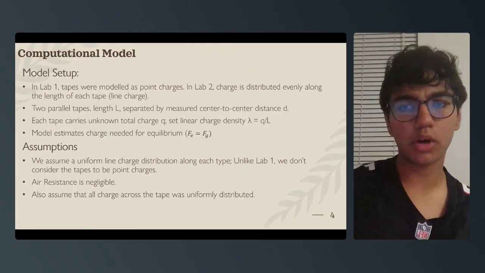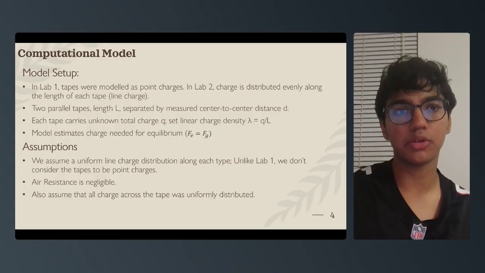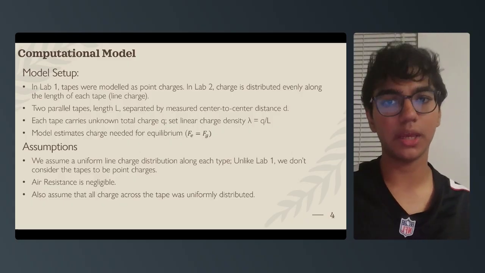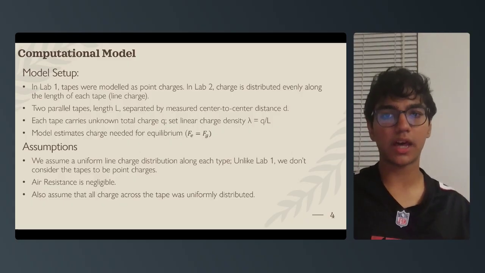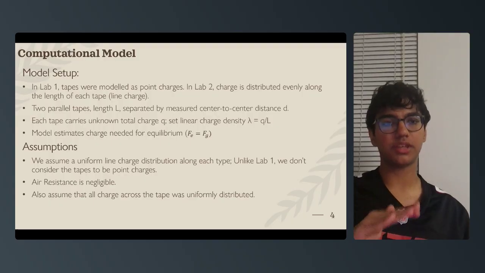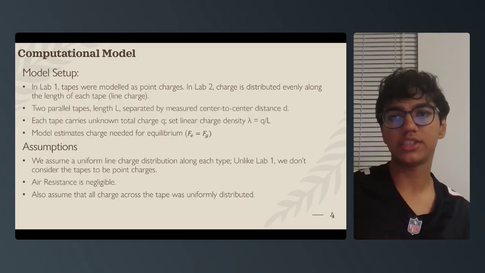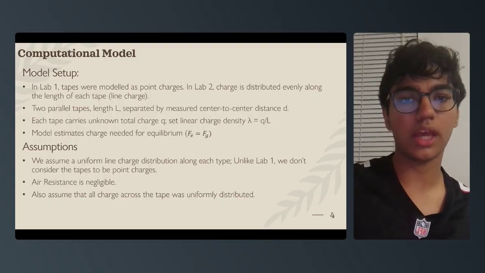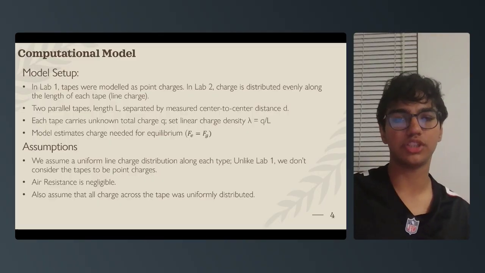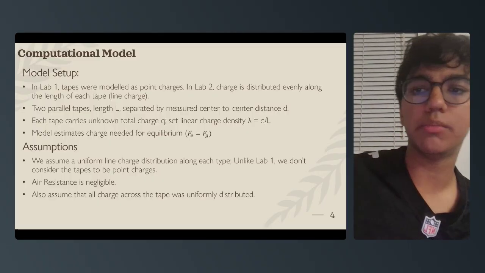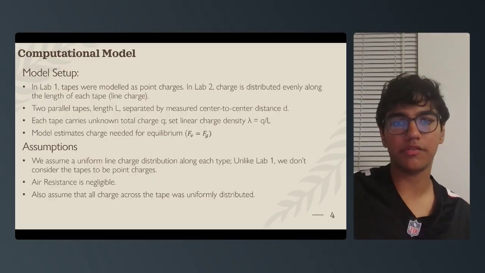In Lab 1, tapes are modeled as point charges, but in Lab 2, charges are distributed evenly along the length of each tape. It's like a line charge. So there are two parallel tapes, each of length L, separated by a measured center to center distance D. Each tape carries unknown total charge Q, and we set linear charge density to be lambda, which equals Q over L. And we model estimates the charge needed for equilibrium, Fe equals Fg.